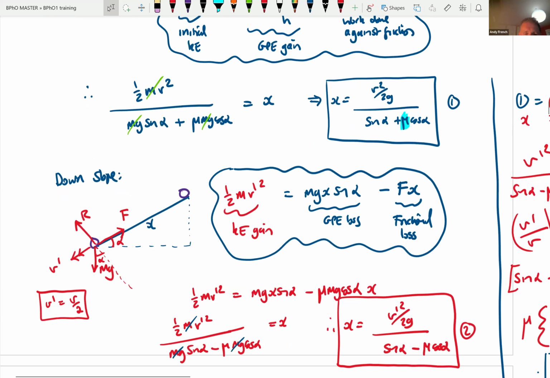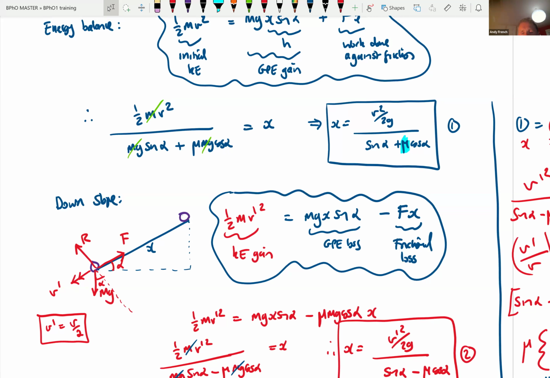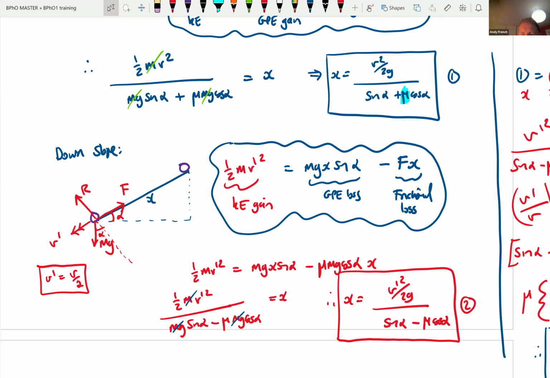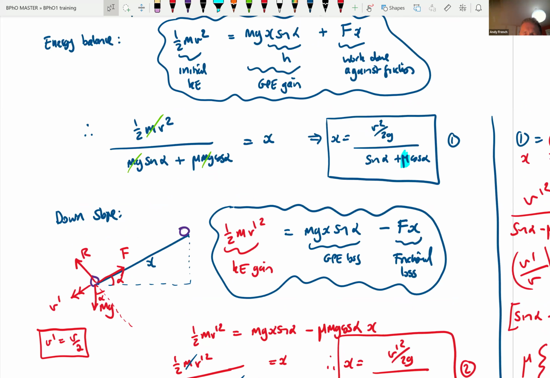But there we go. The way I've done it is you can see that it's GPE gain and loss, and that's how you might go about it. One commentary on this is that if you did it a different way, you may not be able to work out the height that it goes. So that might be something to think about.